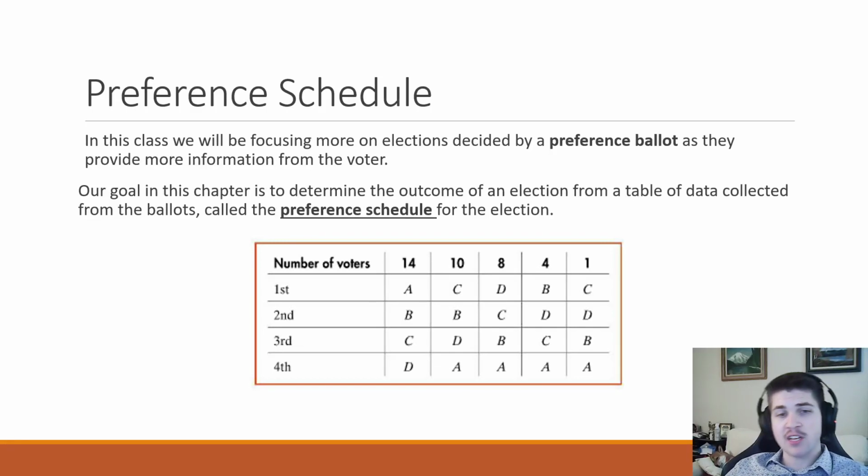A preference schedule is just a collection of all of the data after having used preference ballots for an election. Looking at a preference schedule, I wanted to talk about how you read it and how we determine the information from these sorts of things.